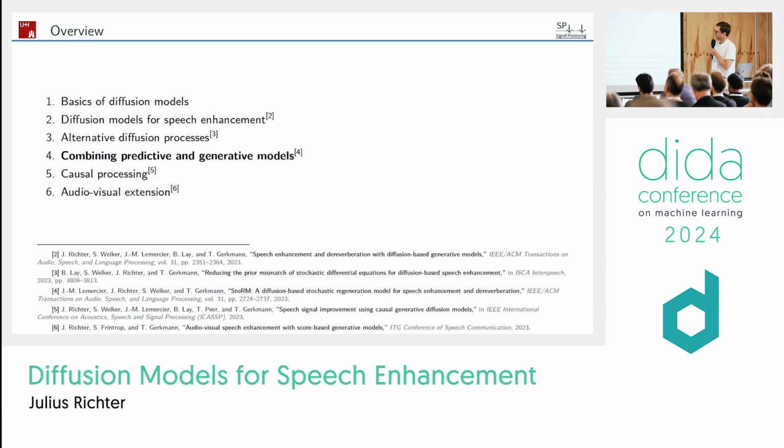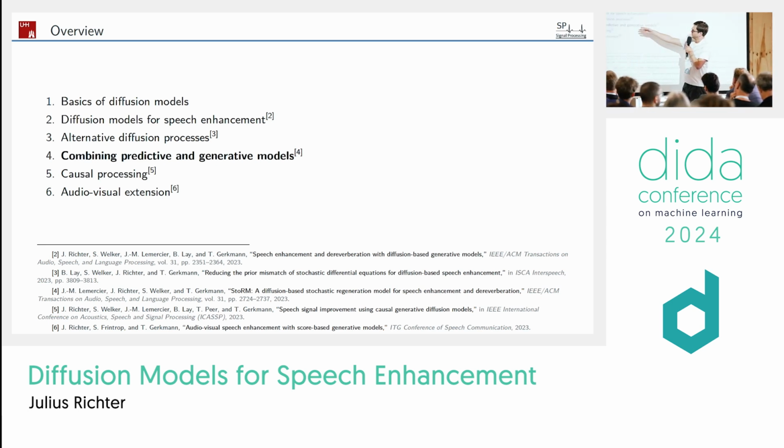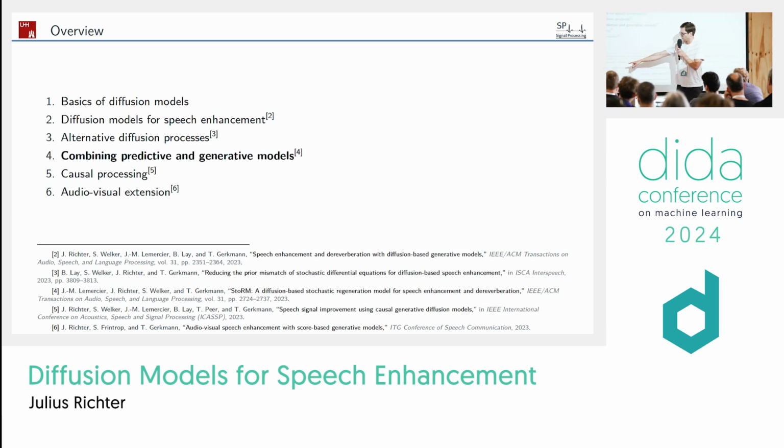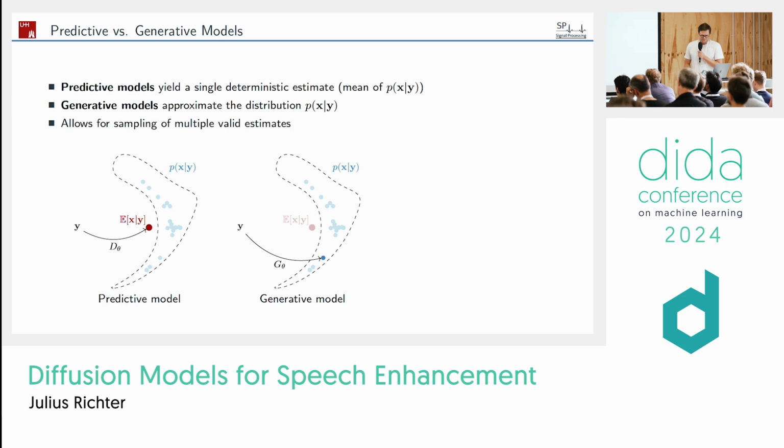All right, so yeah, I've talked about the basics, then how we apply diffusion models for speech enhancement, then just the BBED as an alternative diffusion process. And now I talk about can we also combine predictive deep neural networks with generative models. And this is basically the work of my colleague Jean-Marie. It's also a follow-up work, and it also got published as a journal, and I was grateful to be the second author.